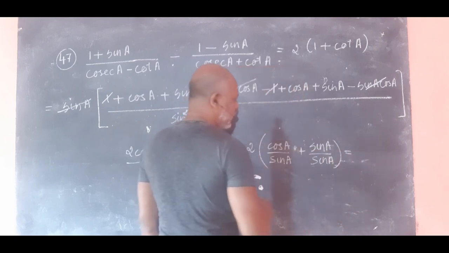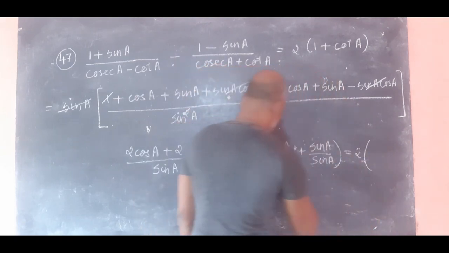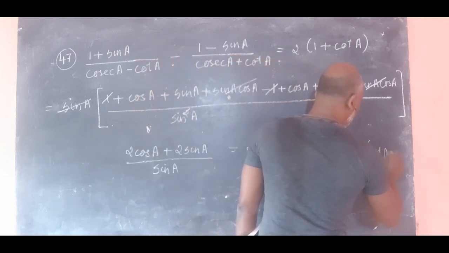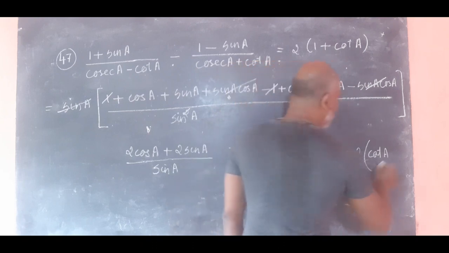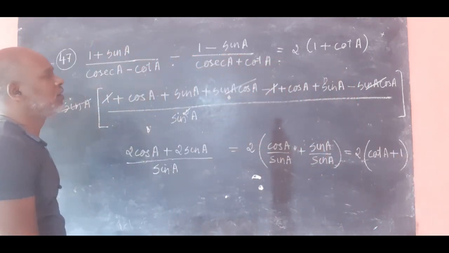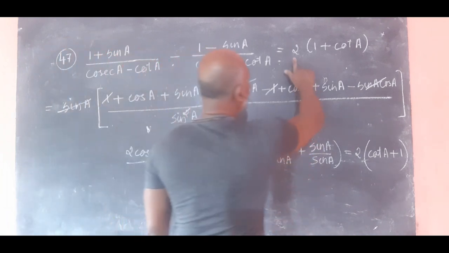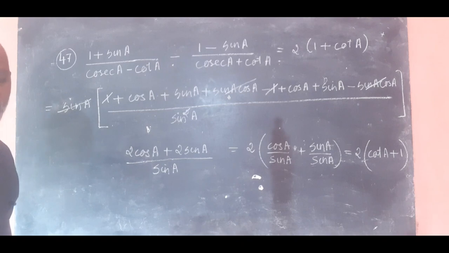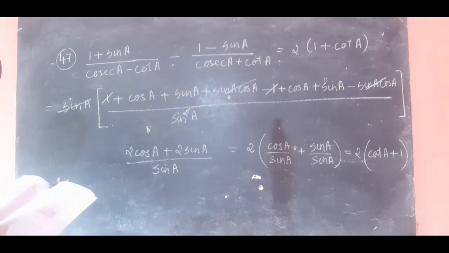So 2 is outside the bracket. Cos a by sin a is cot a, and sin a by sin a is 1. So here we have proved 2 into (1 plus cot a). So LHS is equal to RHS is proved. Now we come to question number 48. That is the last question for this exercise.